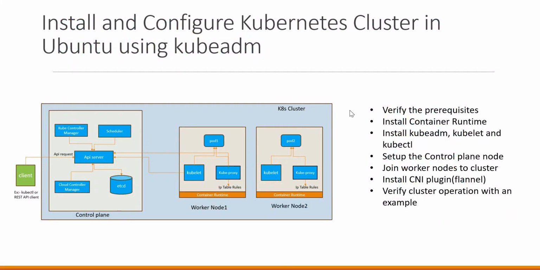So in this video we have seen how to install and configure a Kubernetes cluster in the Ubuntu operating system using kubeadm. As part of this we have verified all the prerequisites, and then we have installed the container runtime. We have installed kubeadm, kubelet and kubectl, and then we have set up the control plane node. Then we have installed the CNI plugin and we have joined the worker nodes to the cluster, and finally we have verified with an example application.